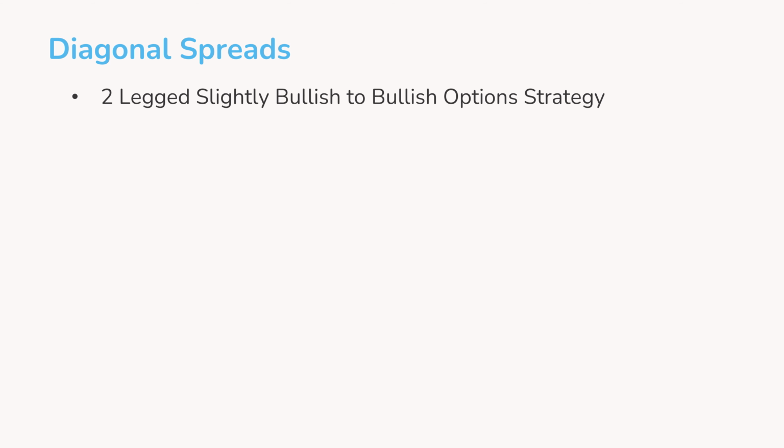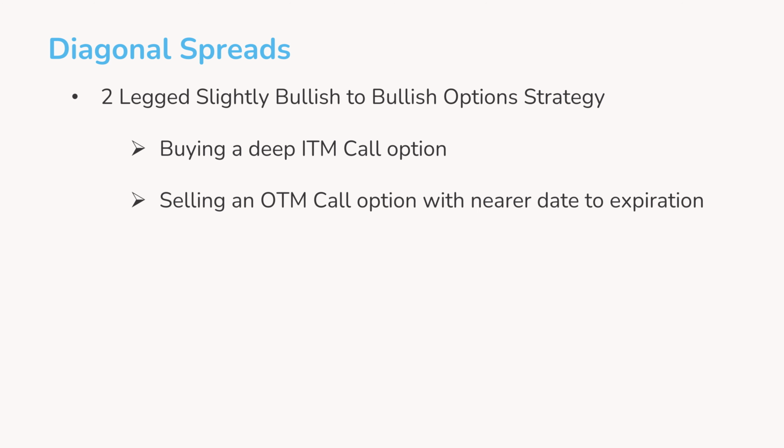So the diagonal spread is basically a two-legged strategy. It is a slightly bullish to bullish strategy, and I typically enter the diagonal spread when I'm bullish on a stock and I expect the price of the underlying stock to increase over the next couple of weeks or months. So the first leg of the diagonal spread involves buying a deep in the money call option, and the second leg involves selling an out of the money call option that has a nearer expiration date than the in the money call option that you just bought.